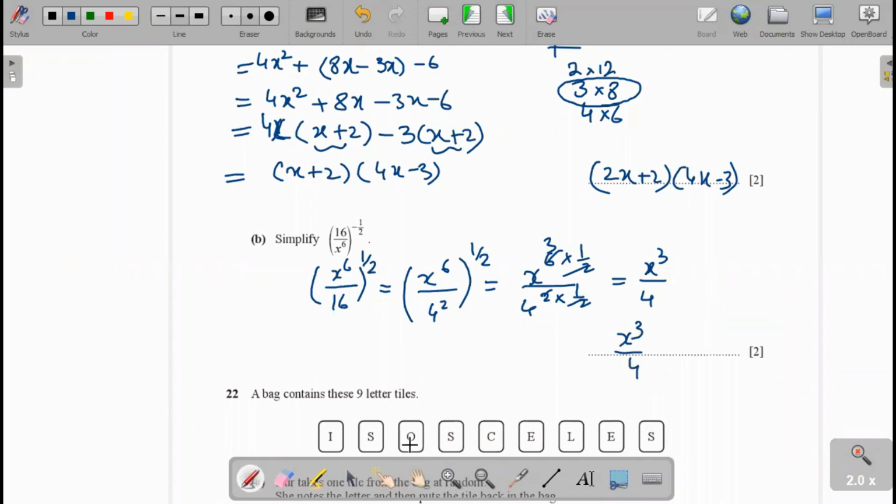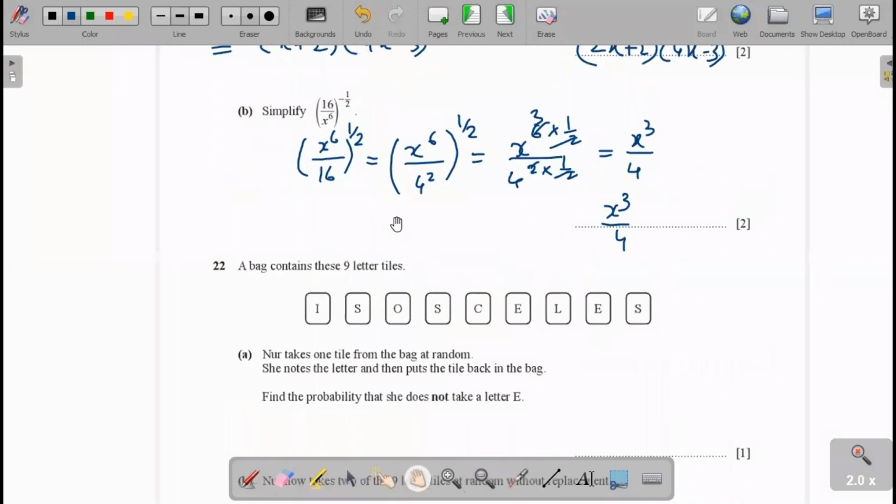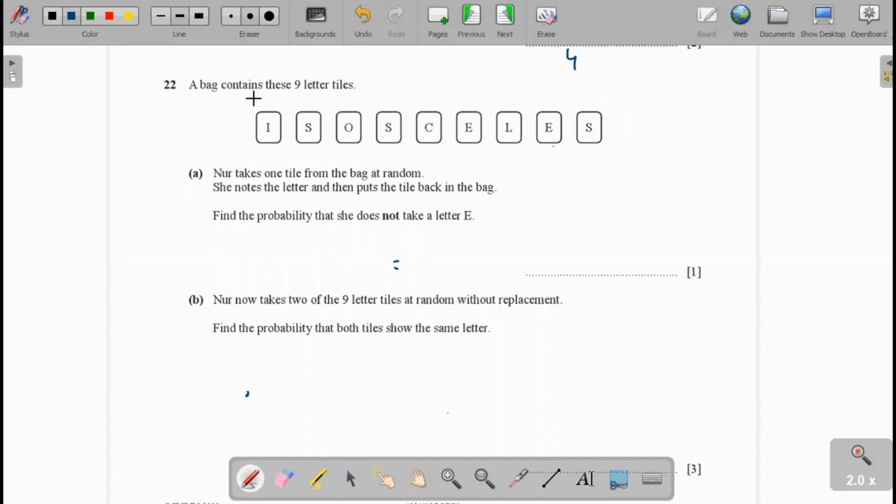Now the next part is question number 20. A bag contains these 9 letter tiles: I, S, O, S, C, E, L, E, S. Noor takes one tile from the bag at random. She notes the letter and then puts the tile back in the bag. Find the probability that she does not take a letter E.